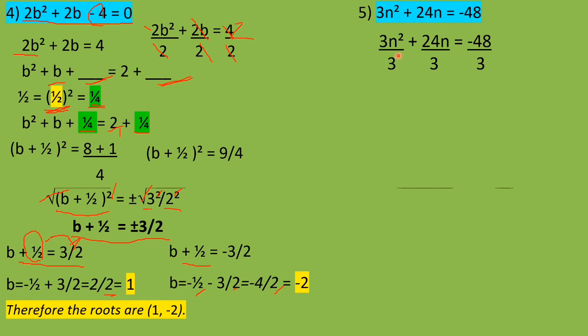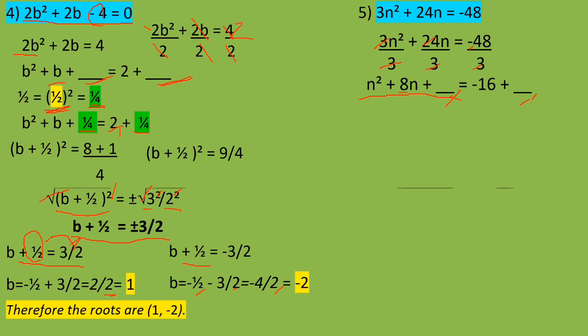So, mayroon na tayong 3n squared divided by 3 plus 24n divided by 3 is equal to negative 48 all over 3. Kaya meron na tayong n squared plus 8n plus blank is equal to negative 16 plus blank. Para saan ang blank na to? Ulit, since kailangan nating kumpletuhin ito para maging perfect square trinomial. So, kung ano man yung resulta mamaya, pagka-divide at square ng middle, yun ang idadagdag natin dito.